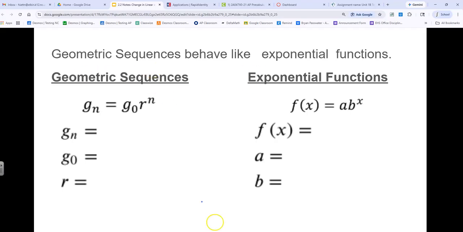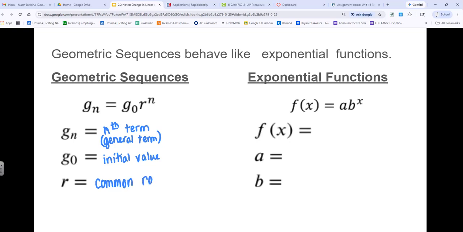All right. Let's talk about some geometric sequences. Geometric sequences are going to behave like exponential functions. And so our G sub n here is our nth term, or our general term. G sub 0 is still our initial value. And our R is our common ratio. Okay, this directly mirrors what we will see in the exponential function.